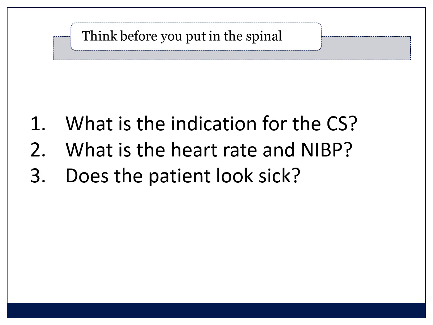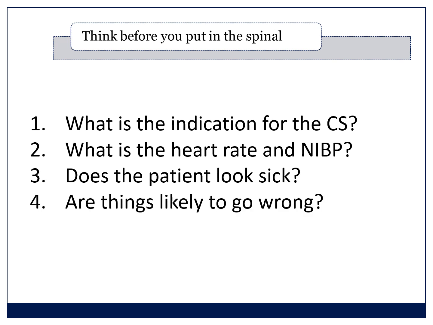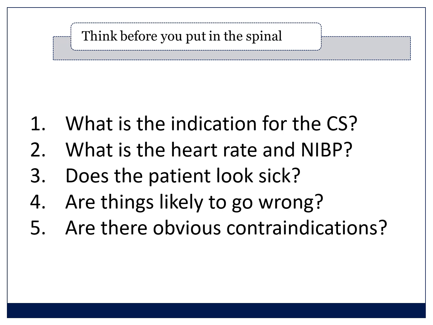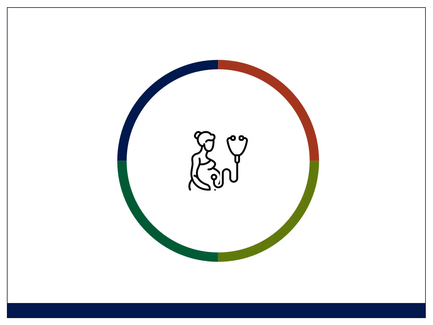Listen to your gut. Does the patient look sick or do they look well? And if they look sick, just pause and have a think about what you're doing. Are things likely to go wrong? This is the previous Caesar times 3 or 4. Or the junior surgeon, junior anaesthetist, and maybe previous Caesar times 1, so difficult surgery. Just think, are we doing the right thing? Are there obvious contraindications? That one's fairly obvious.